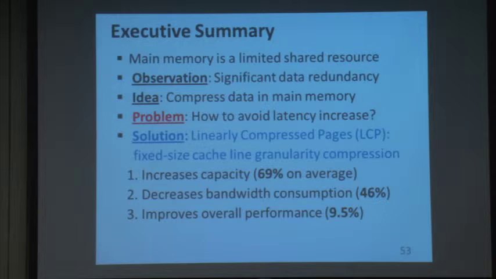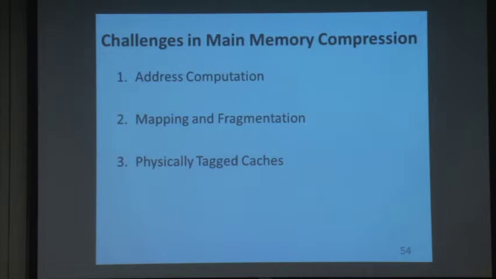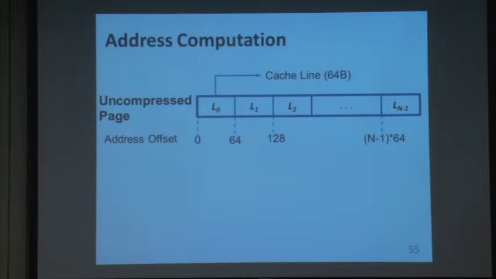So our solution will improve capacity. On top of that, it will also decrease bandwidth consumption by the application due to compression. And there will clearly be a performance win if you compress bandwidth. So there are three key challenges that don't exist in the caches. The first one is address computation. Here I show, in a maybe inconvenient way, the whole page, say 4 kilobytes. It consists of multiple cache lines. In order to save space, I make it one linear strip, but that's not a cache line.